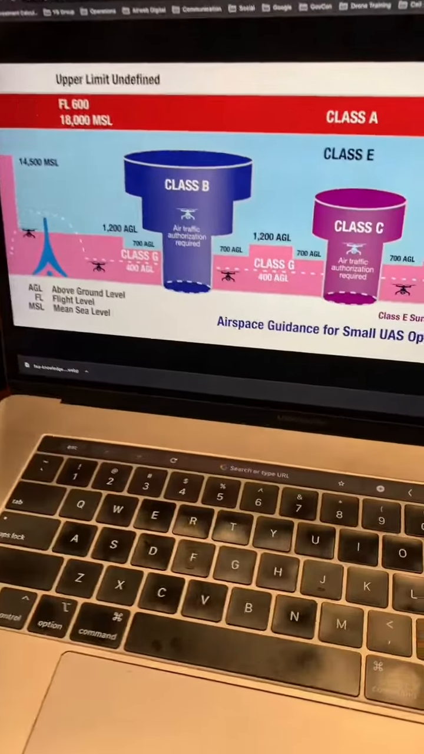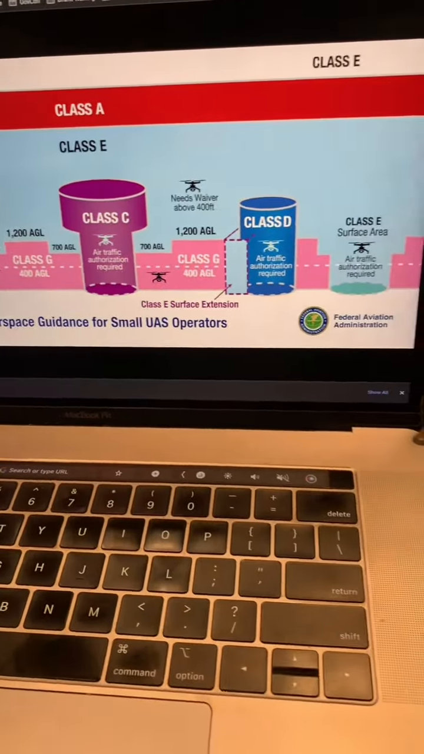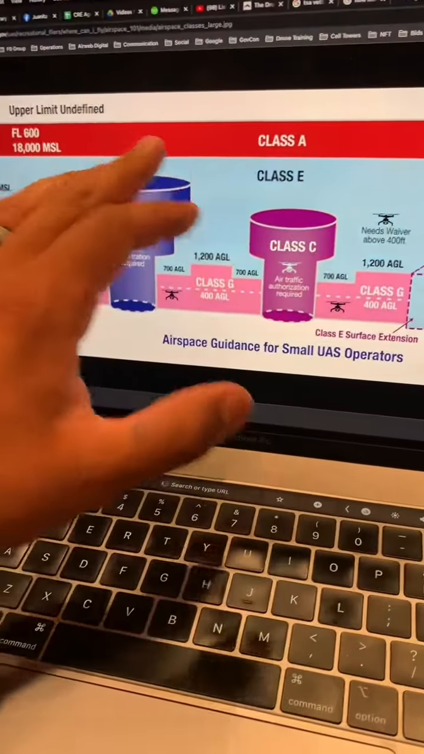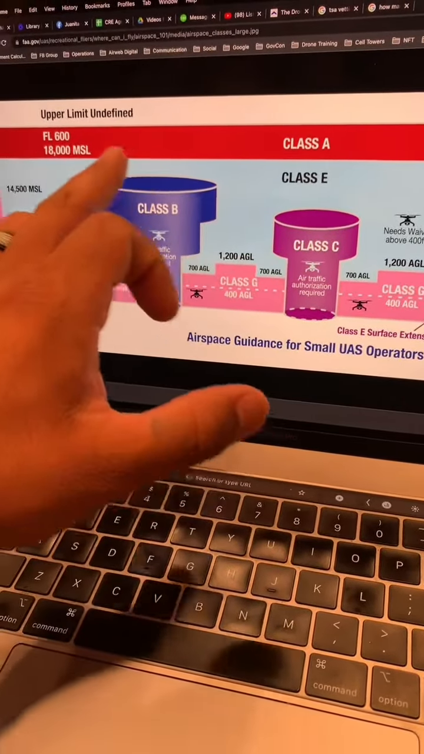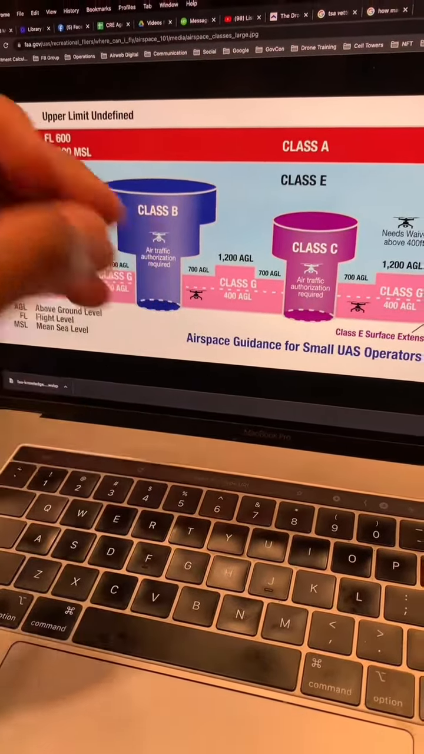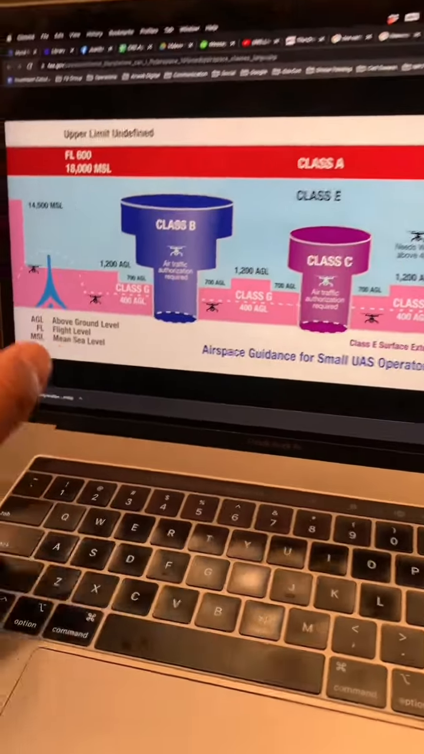Check this out. This is a breakdown chart from the FAA, and it easily shows you right here where Class A, which I told you that you won't need to worry about getting authorization in, is at 18,000 feet MSL, which is mean sea level. It's way above all the other zones.